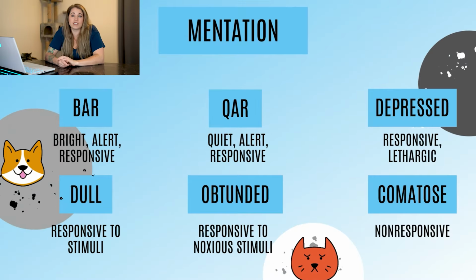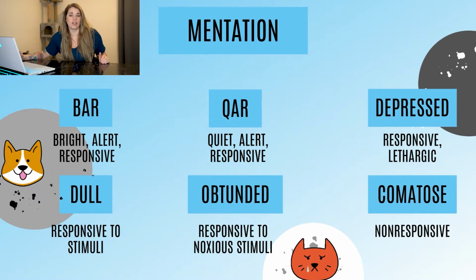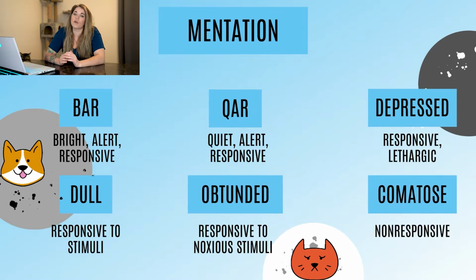The next vitals parameter is mentation, or level of consciousness, also abbreviated to LOC. Mentation is a subjective assessment on a scale, with one end being bright, happy, healthy, to the other end being completely non-responsive. Depending on what sources you're referencing, there will be different terms used to describe different levels of mentation or levels of consciousness. I'm going to go over the terms that I prefer to use.